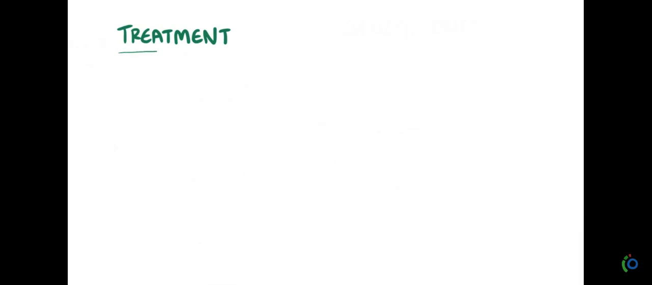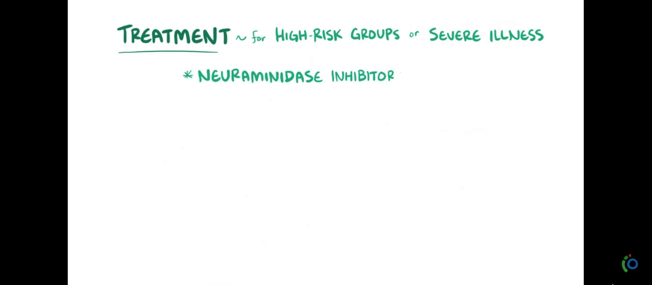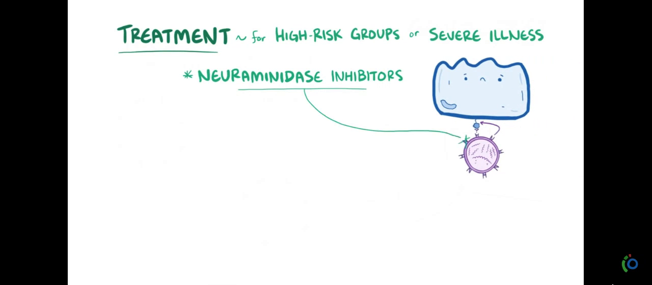Medical treatment for influenza is usually used for high-risk patients, or if the illness is severe. There are two classes of medicines. The first is neuraminidase inhibitors, which inhibit neuraminidase and stop the virus from breaking out of the host cells.